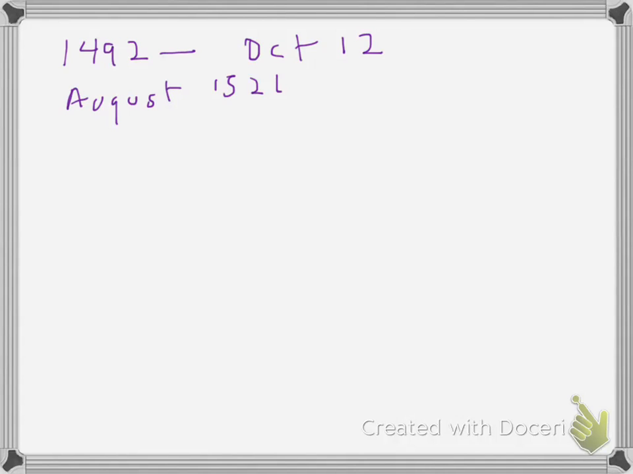Okay, the next major event that happened in the history of the New World was that in August of 1521, Cortez conquered the Aztec. You remember that. He was not a nice guy.